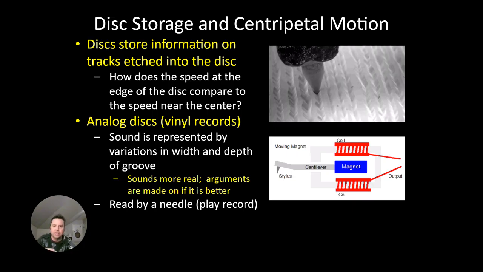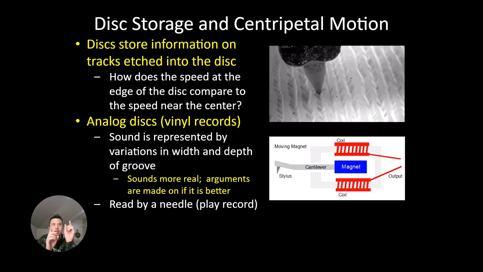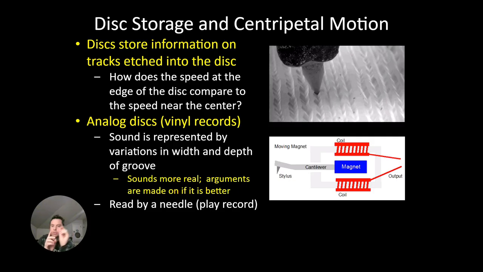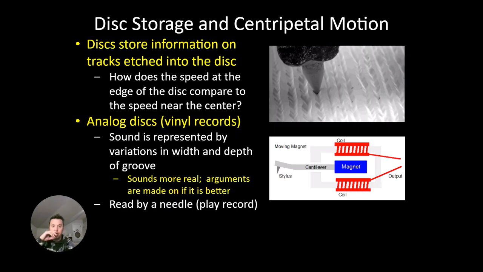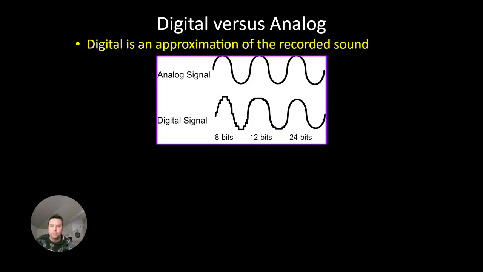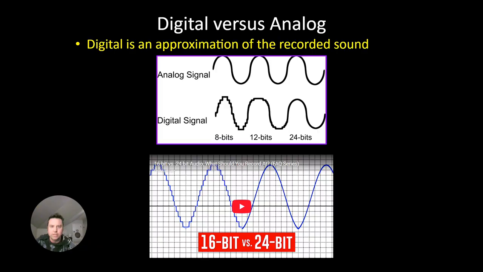CD players are interesting. They also get smaller tracks, and so do DVDs, Blu-ray, all that stuff. The tracks get smaller as you come in and the speed slows down, but CD players can actually adjust their speed and still read the information without a problem. It was just record players that didn't adjust as the needle came in; they kept the same constant speed.